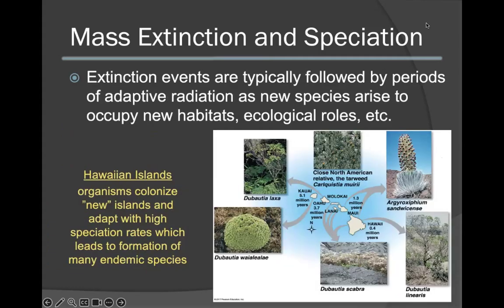These mass extinction events are typically followed by periods of adaptive radiation and speciation. This occurs as new species arise to occupy new habitats and ecological roles. An example of this involves the Hawaiian Islands. Organisms colonize new islands and adapt with high speciation rates. This leads to the formation of many endemic species.